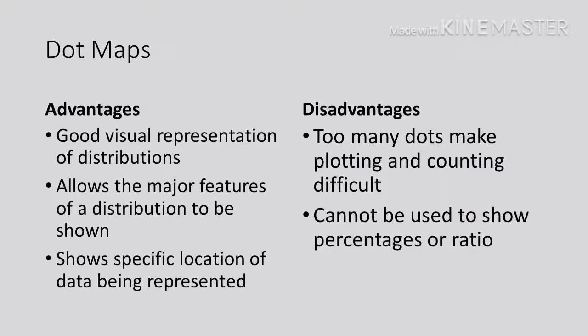Dot maps give a good visual representation of distributions. They also allow for major features of the distribution to be shown clearly, and it also shows specific location of data being represented.